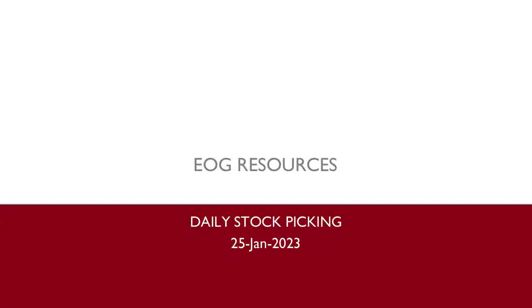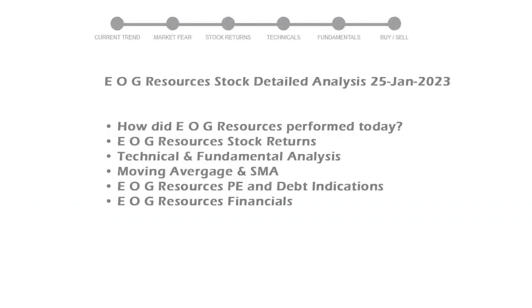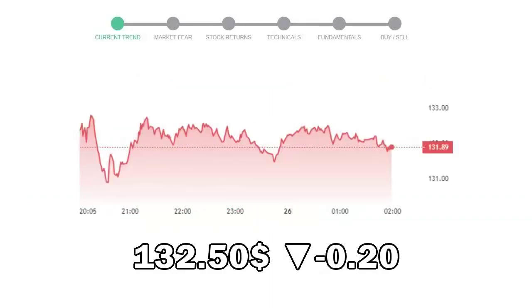Let's look at how EOG Resources is doing today in the stock market. We will cover all these points for better stock picking. EOG Resources closed at $132.50, with a decrease of negative 0.20% in the last trading session.